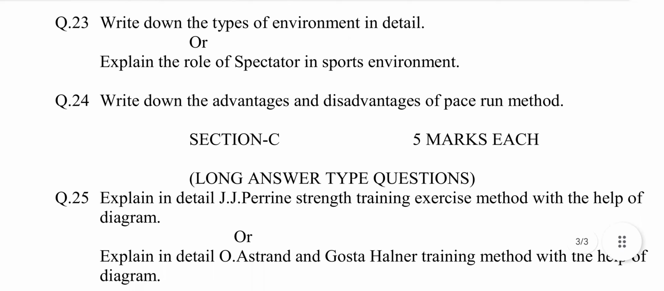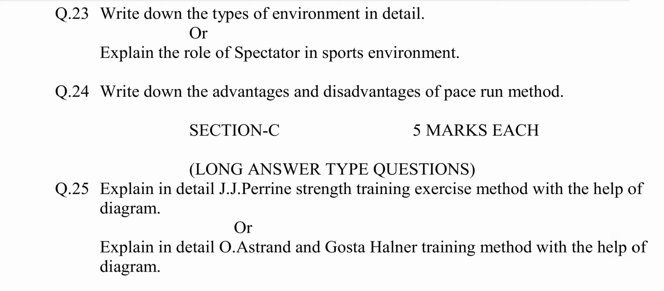Question number 23. Write down the types of environment in detail. This question is selected from chapter number 5, Sports Environment. The answer may be: environment is the surrounding around us. There are two types of environment: external environment and internal environment. External environment has two types. Number 1, natural environment. Second, man-made environment. Explain all these points in detail.